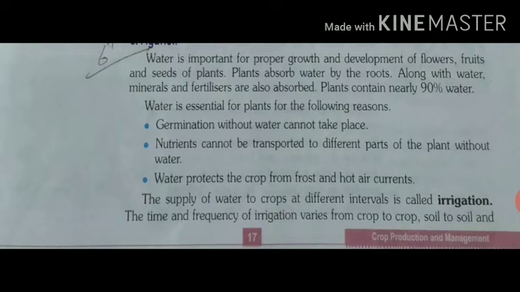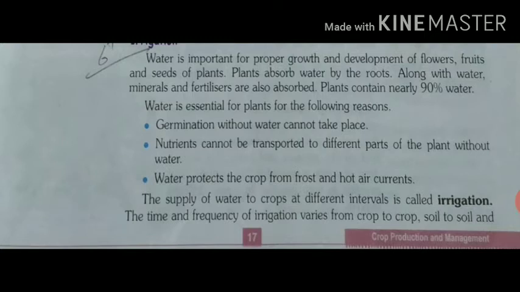Water protects the crop from frost and hot air currents. So it is also very important. What is frost? Frost is the weather condition when the temperature falls below 0 degrees Celsius and a thin layer of ice forms on the ground. Just think, this type of condition is very harsh, so we must irrigate our fields, as the supply of water is very essential because water protects the crop from such a harsh condition.